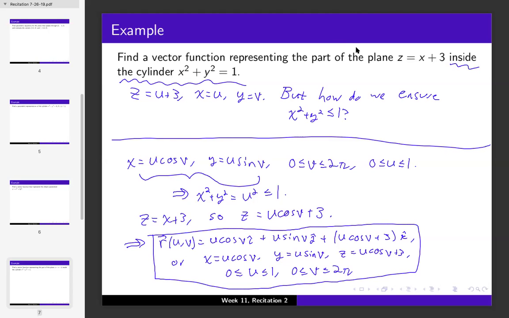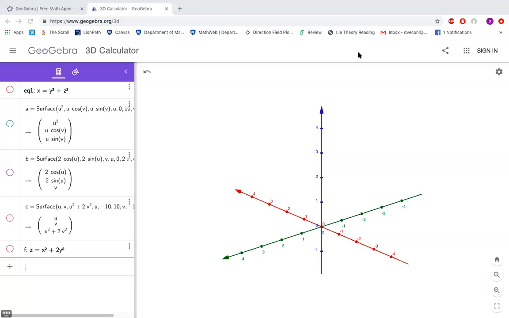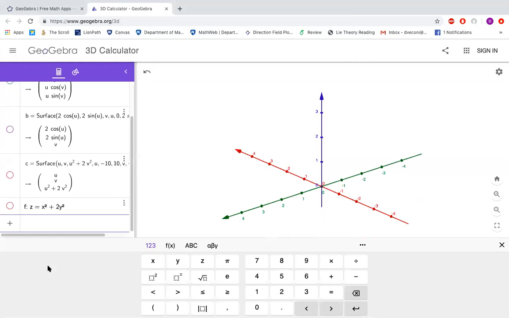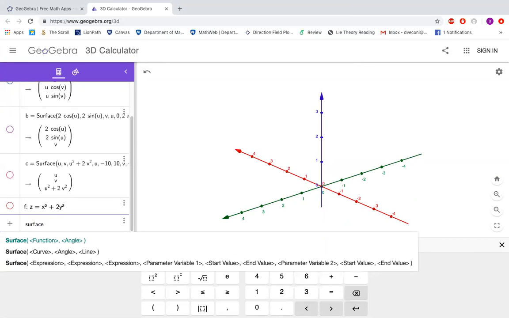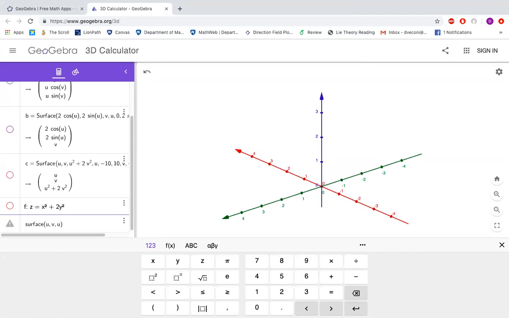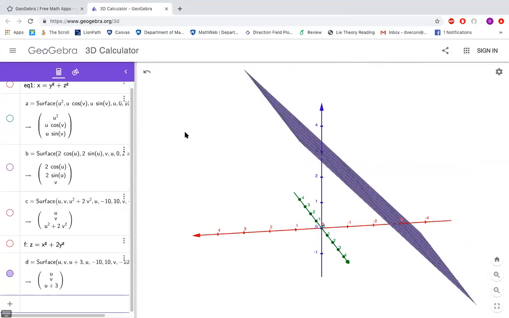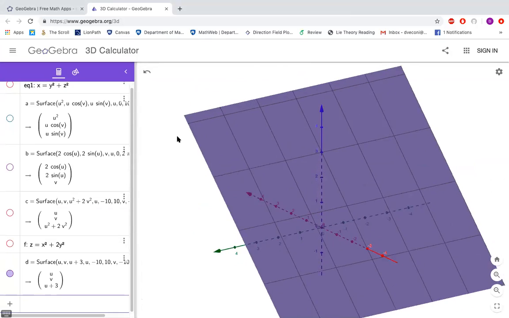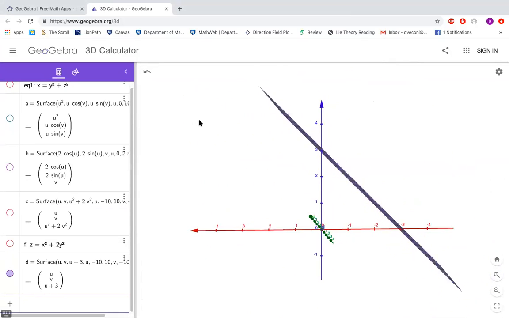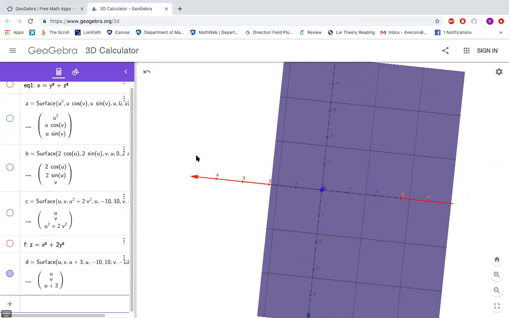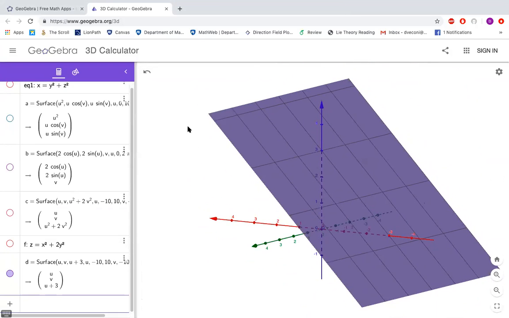And we can check it in GeoGebra to see if this works. If we decide to check this in GeoGebra, then let's try this out. First of all, let's try what we did originally. Originally, we suggested that we would work with a surface (u, v, u plus 3) for u going from negative 10 to 10, and v going from negative 10 to 10. The only reason I'm doing negative 10 to 10, by the way, is just to make sure that it's a really big surface. And we see immediately what the problem is. That surface is a plane, and there's nothing wrong with that plane except for the fact that it's not inside the cylinder that we want.